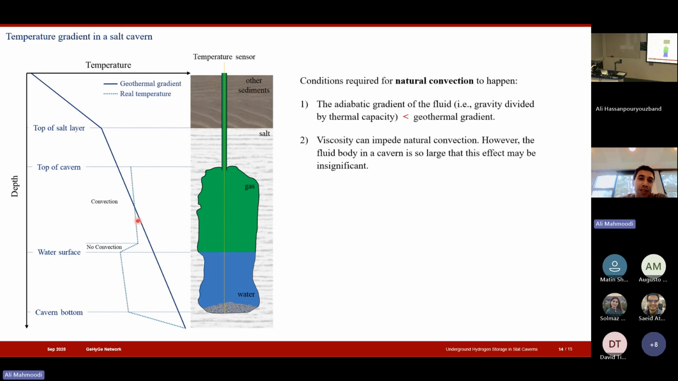In order for us to understand whether natural convection happens in each of the phases, there are basically two conditions required. One is that the adiabatic gradient of the fluid is less than the geothermal gradient, and the other one is that viscosity cannot impede natural convection. Well, for these big bodies of fluids, viscosity wouldn't matter at all. And basically, this first condition also applies for both gas and water phase. So we expect natural convection to happen.